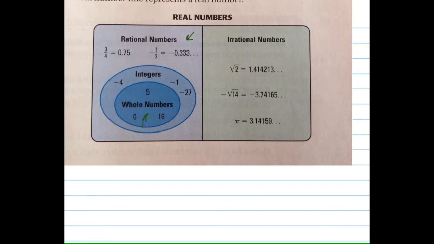Okay? Now the real number box is divided into two parts, and there's no crossover between them. Okay? There's no number that's both irrational and rational. So once you determine that a number is irrational, it can't be any of the types of numbers that are rational. Can't be any of those if it's irrational.